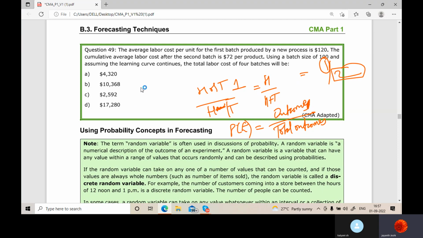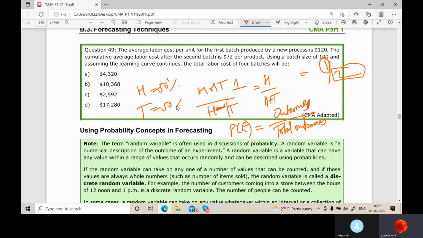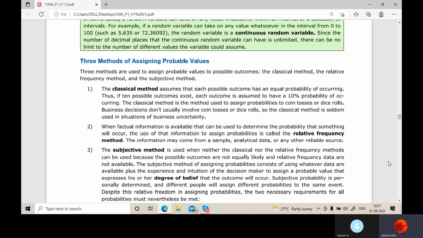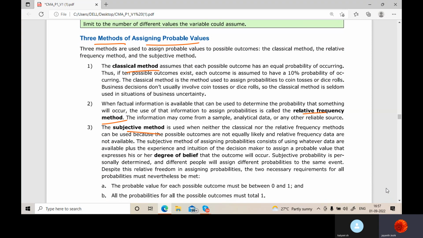So when you toss a coin, the probability of getting a head is 50% and the probability of getting a tail is 50%. So 50-50 we say chances, probability. So we are using the probabilistic approach to forecast. There are three methods of assigning probable values: the classical method, factually, then the relative frequency method, and the subjective method. With these three methods we assign probabilities to values which would occur in the future.